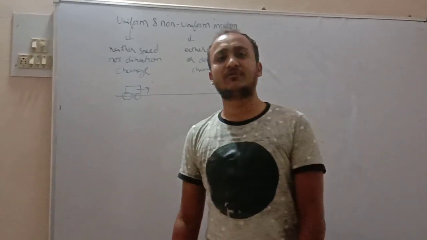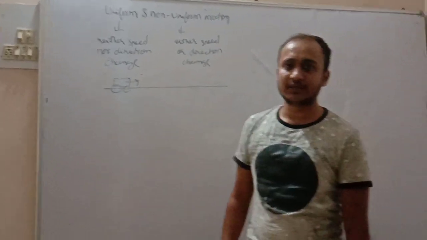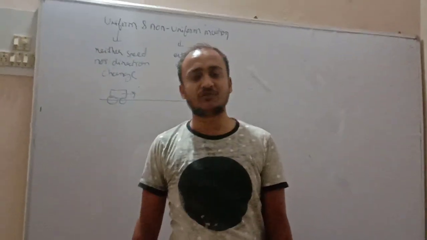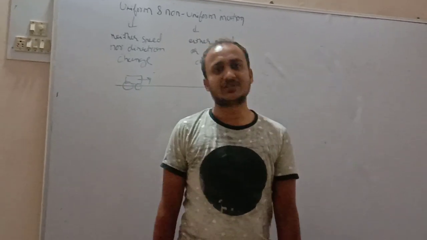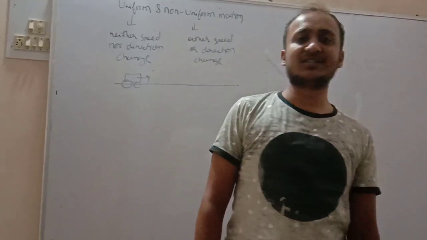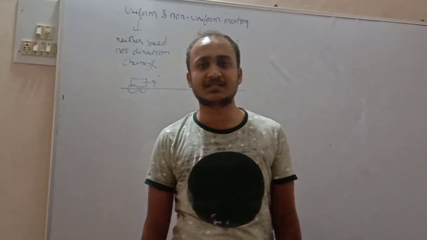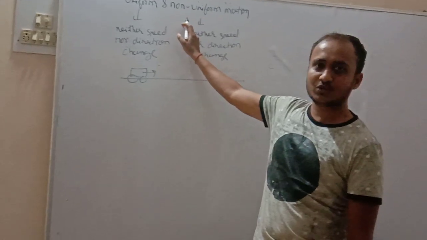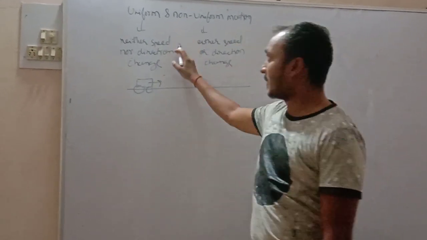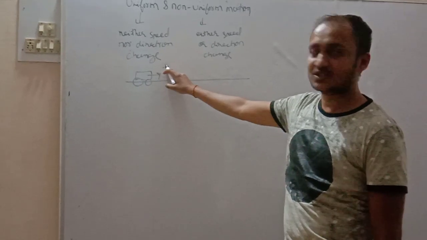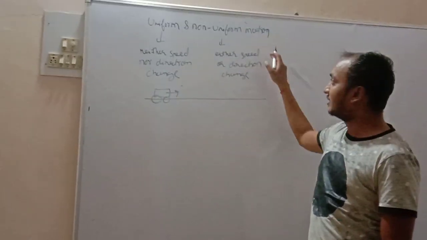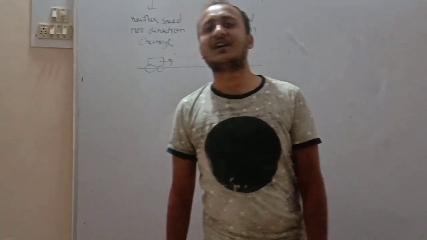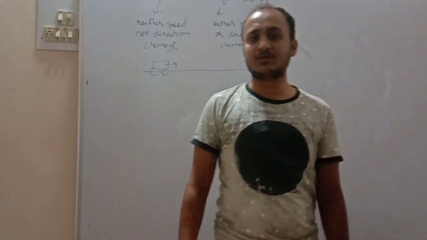This is the continuation of the chapter motion, and today I am taking the topics uniform and non-uniform motion. We already have studied what is motion. In motion we have studied distance, displacement, speed, acceleration. So today's topic is uniform and non-uniform motion. Friends, uniform motion is when neither speed nor direction changes, and non-uniform means either speed or direction changes. I will take an example and make you understand this concept.